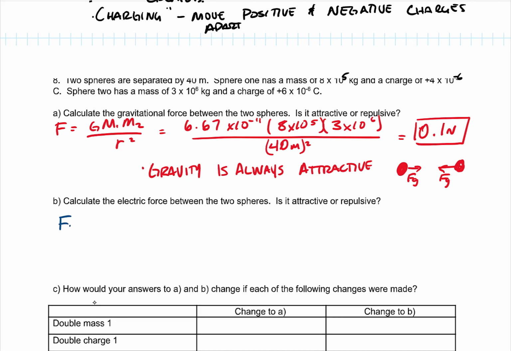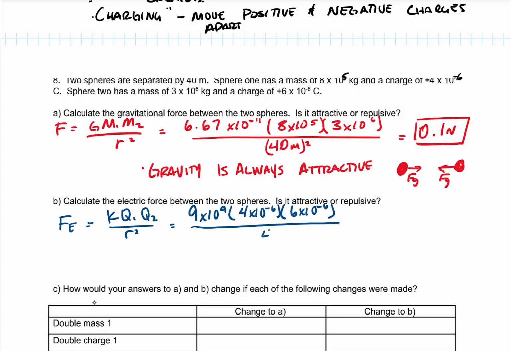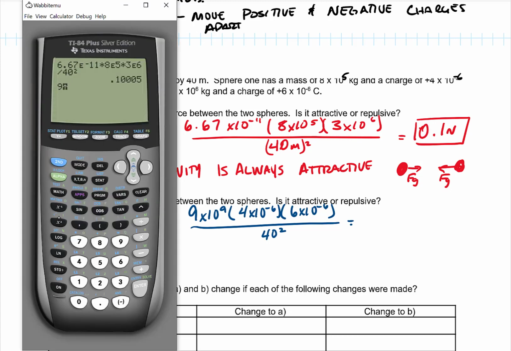Okay, so for the electric force is kq1 q2 over the distance separating them squared. So we have 9 times 10 to the 9th times q1, 4 times 10 to the negative 6th times q2, 6 times 10 to the negative 6th divided by that distance of 40 meters squared. So we'll use the calculator again because I want to show you all how to enter this. 9 second comma 9 times 4 second comma, so that's 4e negative 6 times 6 second comma e negative 6 divided by 40 squared. And so that force comes out to be 1.35 times 10 to the negative 4th newtons.